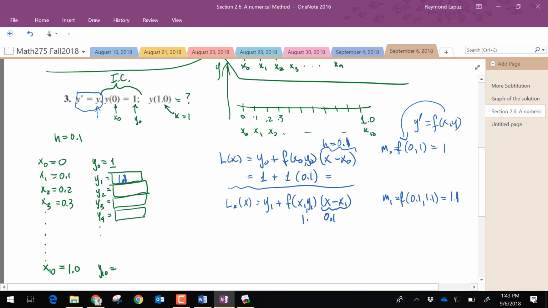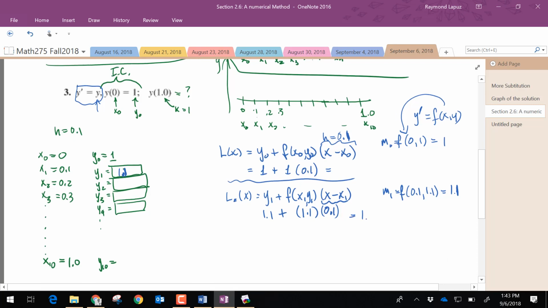So we get 1.1 here, and then y1 again was 1.1. So we have 1.1 plus 1.1 times 0.1. Is that easy? Is this 1.11? 1.21. Okay. So I'm already done with this.